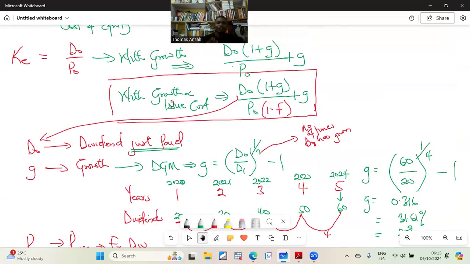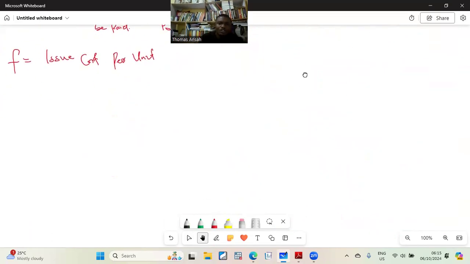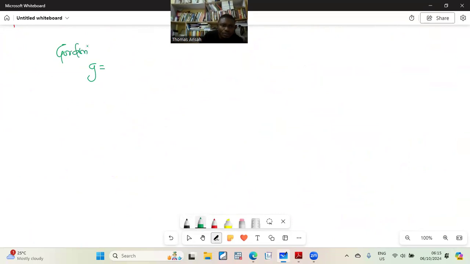There's a second method of finding growth. The second method is using Gordon's growth model. So g can also be found by using Gordon's growth model. Depending on the question, and the variables you are given, you know which one to use. Gordon's growth model says growth is equal to R multiplied by B.